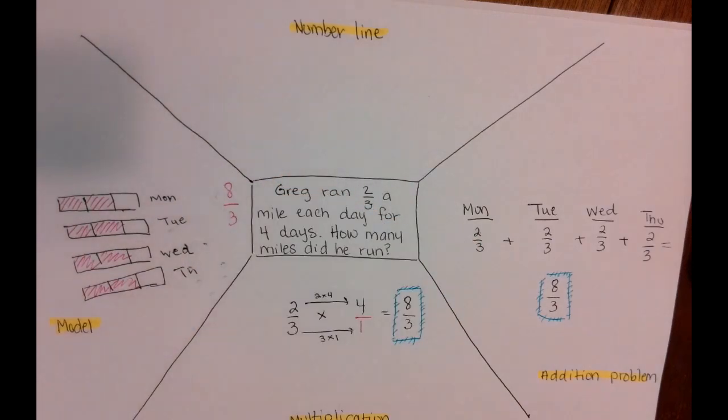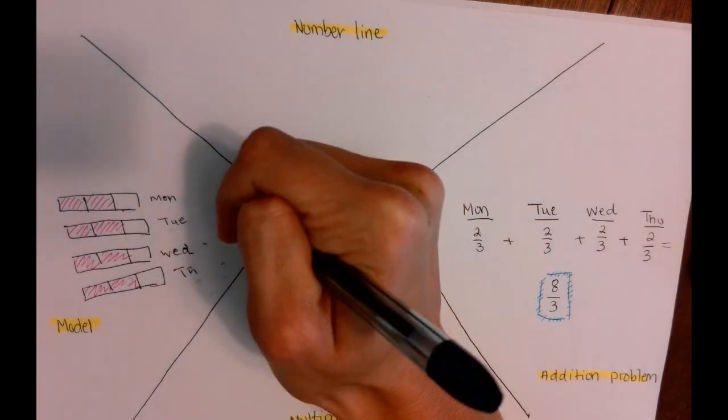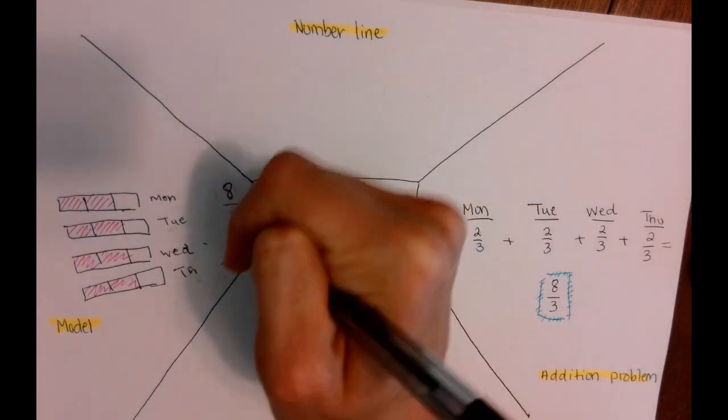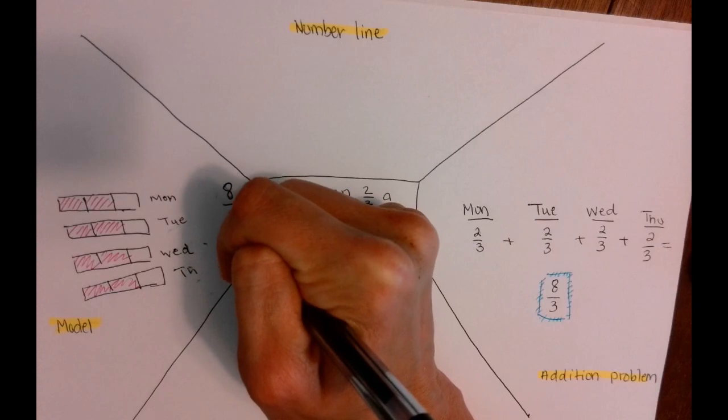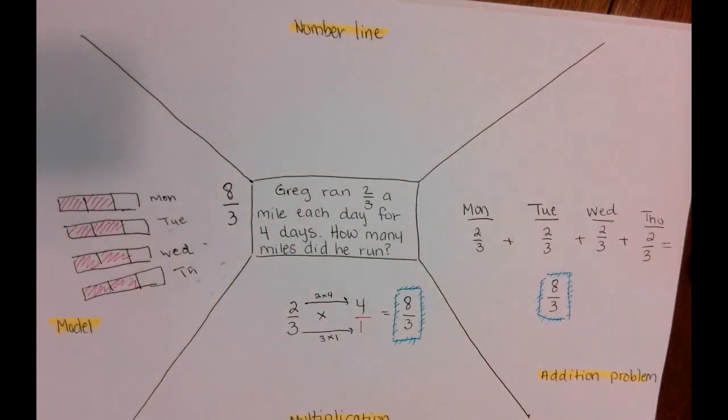Sorry for all the smudges. 8/3. Okay. Now the trickiest one, or what I think is the trickiest one, so I want to walk you guys through this one, is how we are going to show this on a number line. Okay? That's always the hardest one.